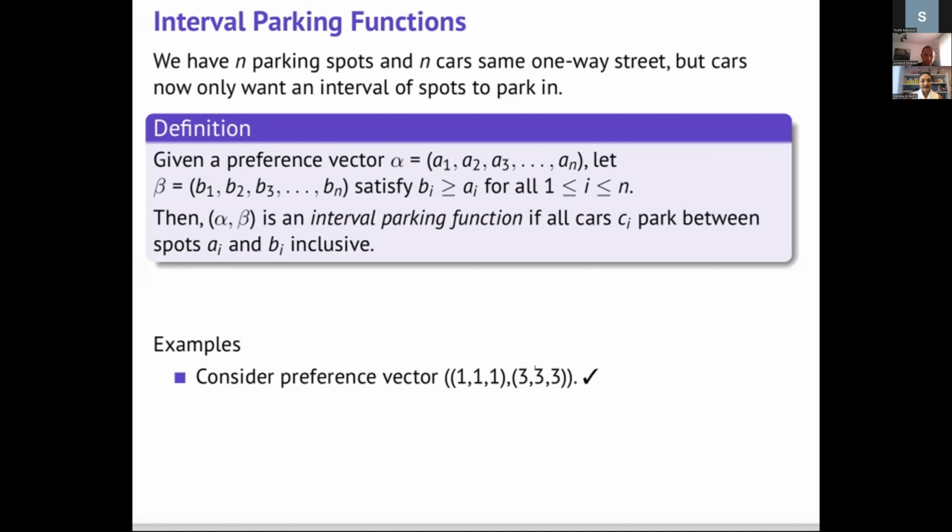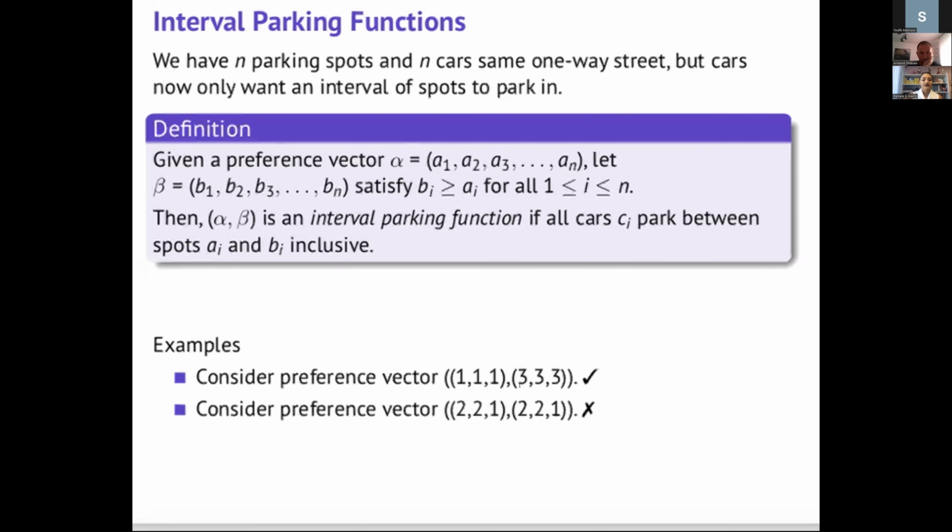And so in this case, if you park the cars, they park in the order 1, 2, 3, and they all fall within the interval. However, if you look at this one, car 1 prefers spot 2 initially, and it parks there because it's the first car. Car 2 enters the street wanting to also park in that spot, and in fact, it only tolerates that spot, but car 1 already took it. So in fact, this is not an interval parking function.